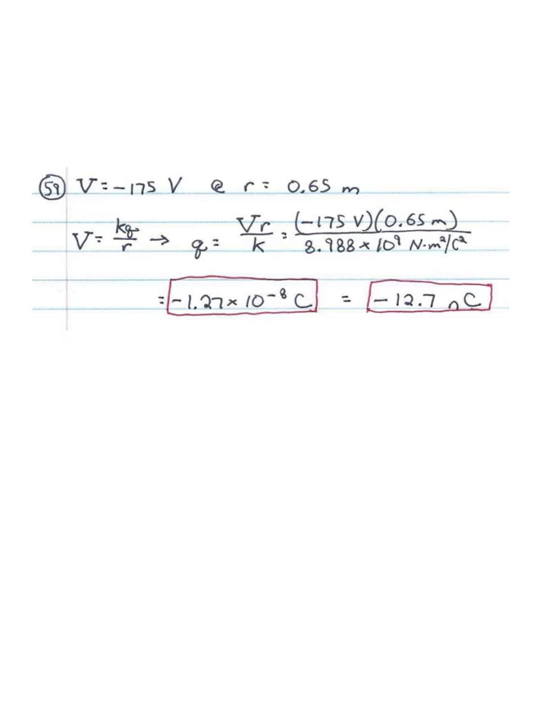So we have the given information. We can say V equals kQ over r, but let's solve for charge. Q equals Vr over k. We're just going to plug in those values. When we do, we get negative 1.27 times 10 to the negative 8 coulombs, or negative 12.7 nanocoulombs.